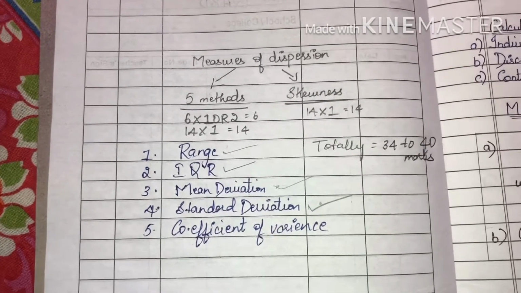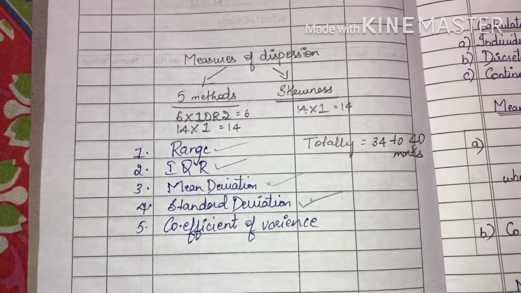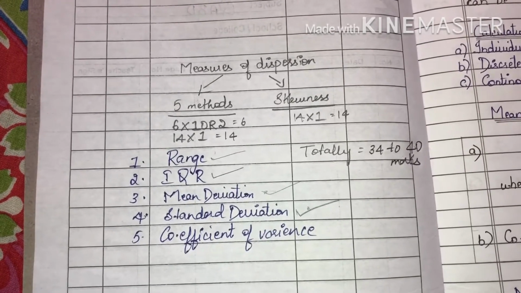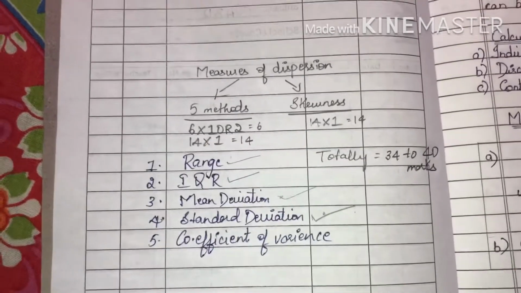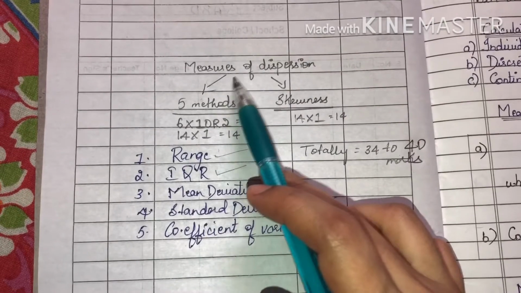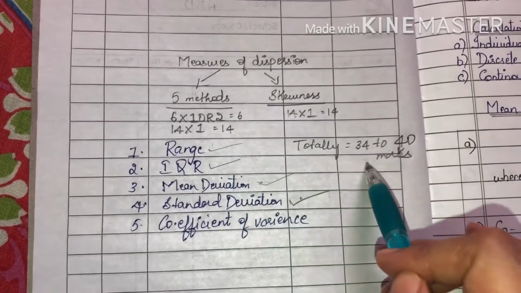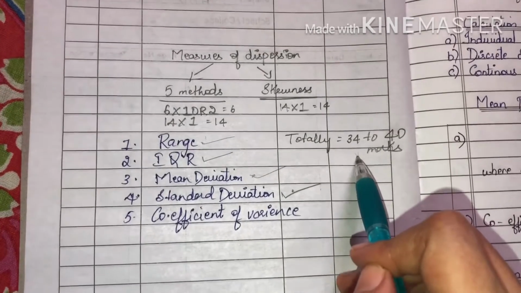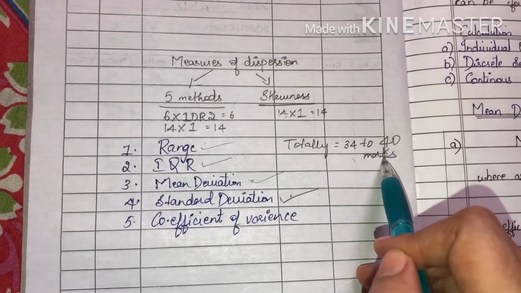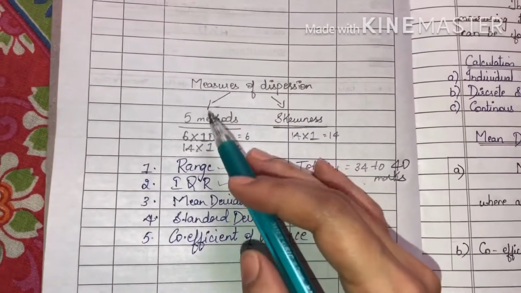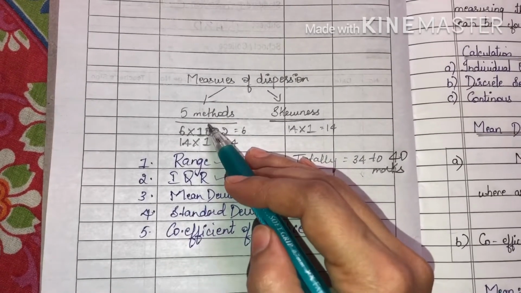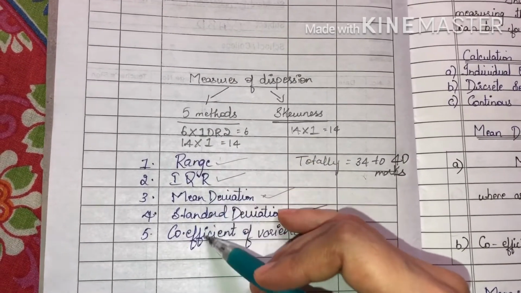Hello guys. In this video, before getting into the problems, I want to clear one thing from this chapter, that is the last module, measures of dispersion. This chapter will be totally asked either for 34 marks or 40 marks in your final examinations. How it is divided is the five methods. The five methods are these five methods.